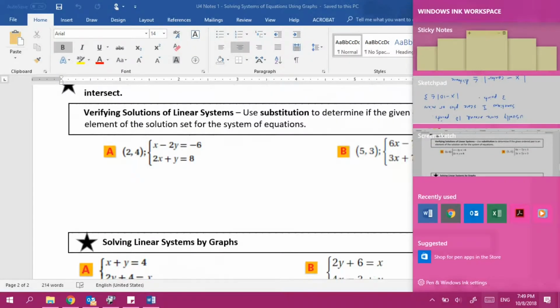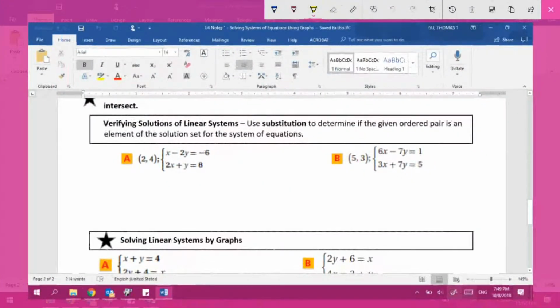So for the first topic of the day, we're going to be verifying solutions of linear systems. We're going to use substitution to determine if an ordered pair is actually a solution for the system of equations. Look at A. They gave us the ordered pair, (2, 4), and here's the system: x minus 2y equals negative 6 and 2x plus y equals 8.